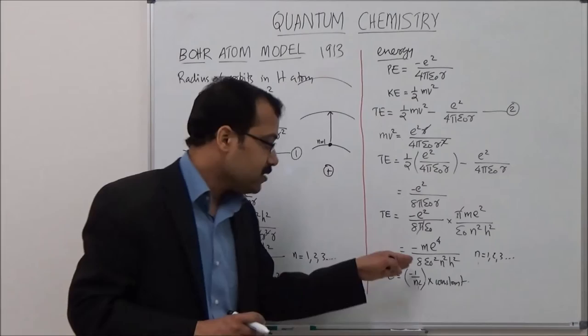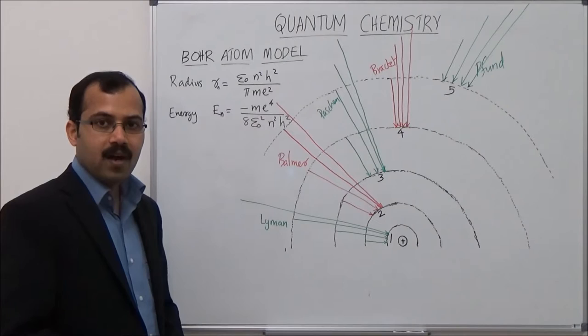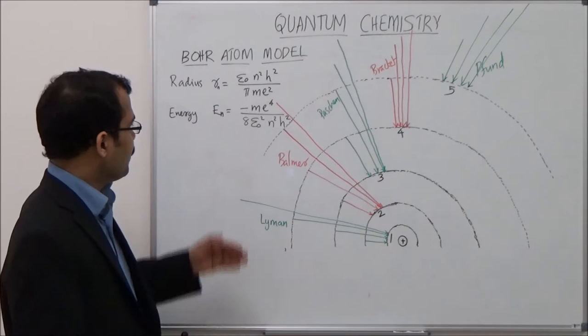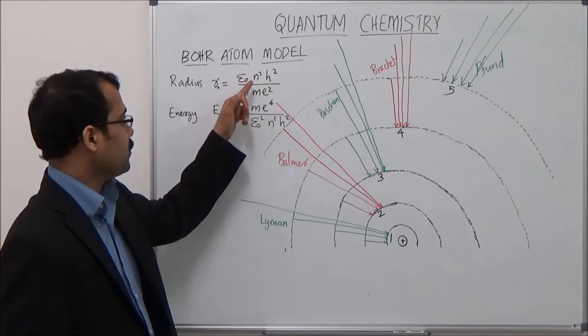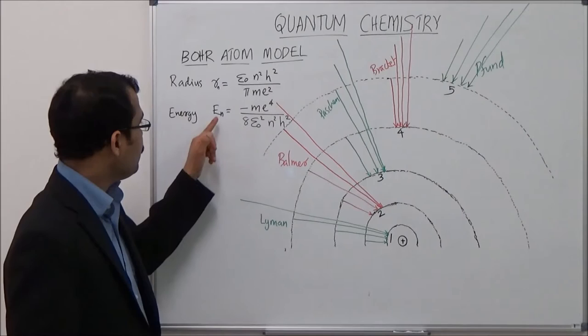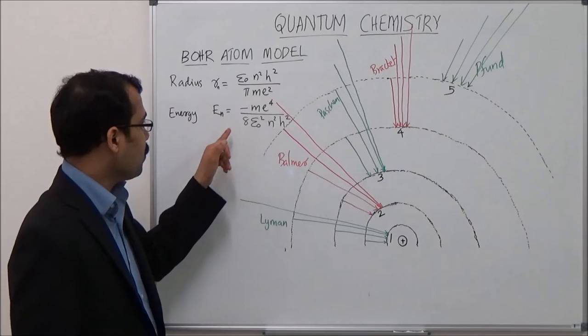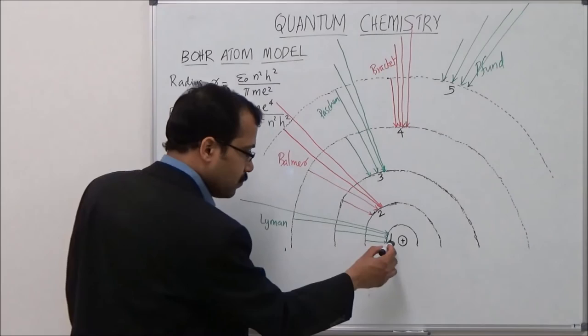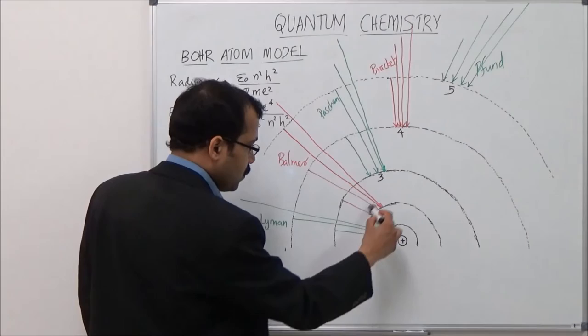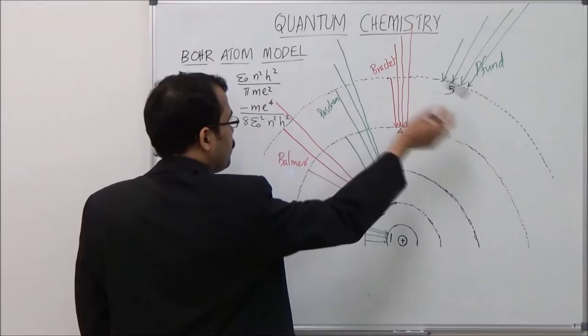Now let's see how Bohr explained the emission spectrum of hydrogen. From the Bohr model, we have already calculated the radius r n, that is the radius of the nth orbit, which is equal to epsilon 0 n square h square divided by pi mv square, and the energy of the nth orbit as minus m e raised to 4 divided by 8 epsilon 0 square n square h square. And here is a pictorial representation of this. You can see the nucleus here, the first Bohr orbit, the second Bohr orbit, the third Bohr orbit, fourth one, fifth one, etc.